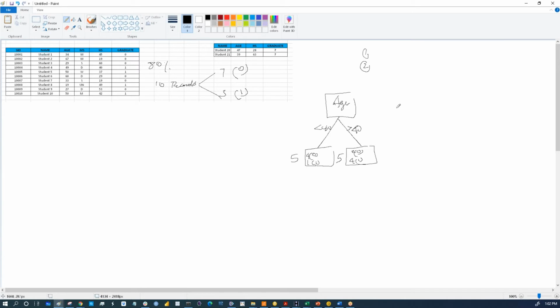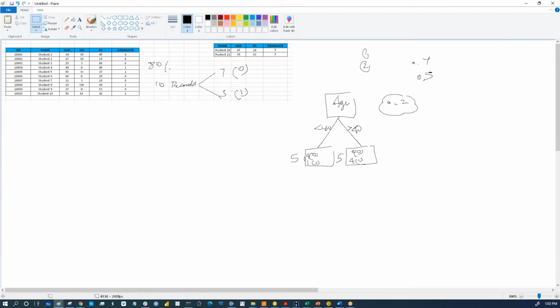And now the entropy of age is 0.2. Sorry, the entropy of the left-hand side and right-hand side was 0.5. And when we subtract it from 0.7, we got 0.2. Clear about that? Yes.